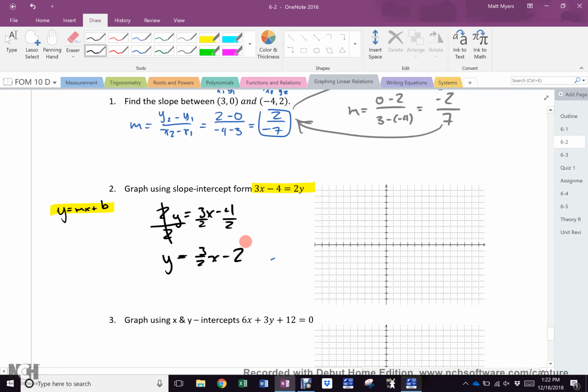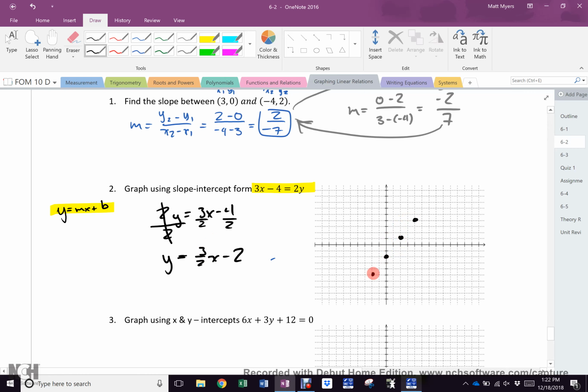Do I care about this value? No, because 3 times 0 is 0. 6x plus 12 equals 0. 6x equals negative 12. X equals negative 2. What's that letter right there? X. What does x equal? X equals what? So what is the point on the graph? Negative 2, 0.